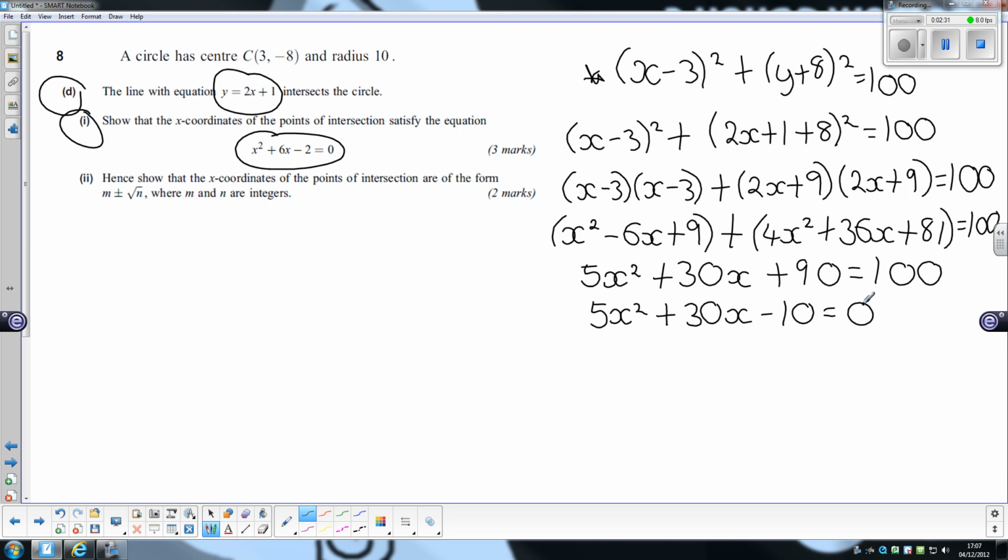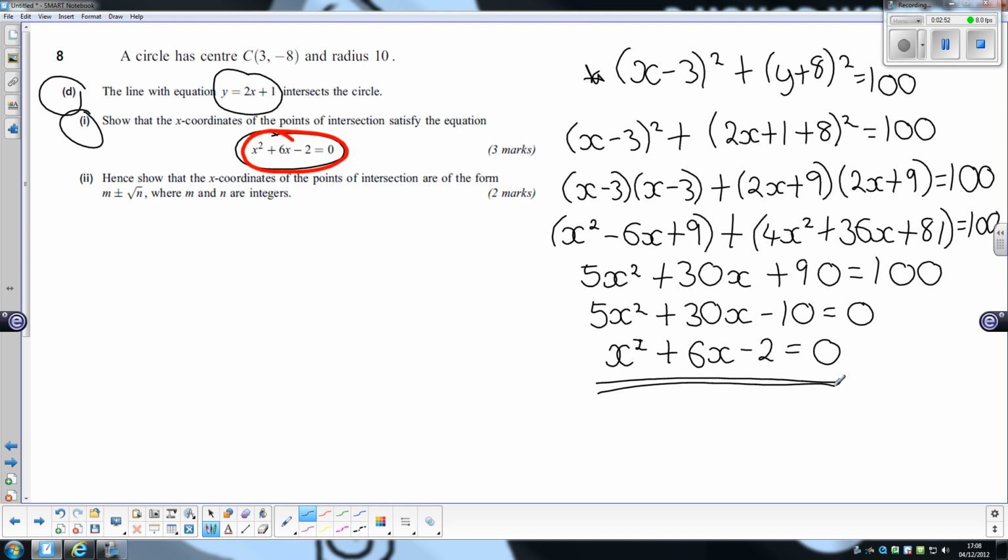And then to get it into the form given in the question, so we want it to look a little bit like that, let's divide everything through by 5. So we get x² + 6x - 2 = 0, and there's your answer.